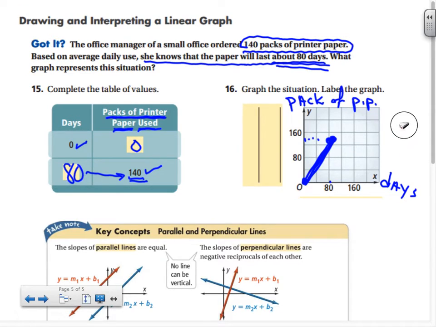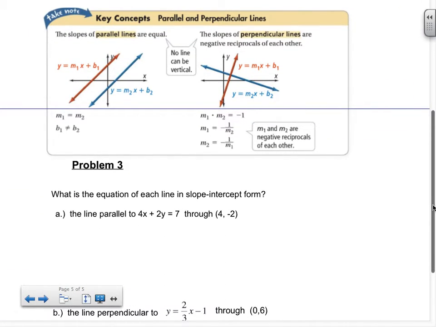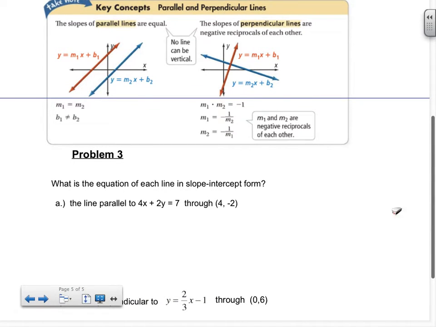Okay, going back, trying to get to my scroll bar. These are the last two concepts of this lesson. You got parallel lines and you got perpendicular lines. They give you a big spiel here about what's a parallel line and what's a perpendicular line. I want you just to notice a couple things. First of all, parallel lines, I think we probably all know this, but parallel lines will not touch. They go off in the same direction and they have the same rate.